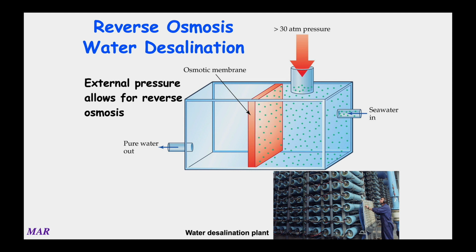Each one of those tubes has a semi-permeable membrane in it. They have super high pressures. They push the water through. Then you have water for drinking, etc., etc.